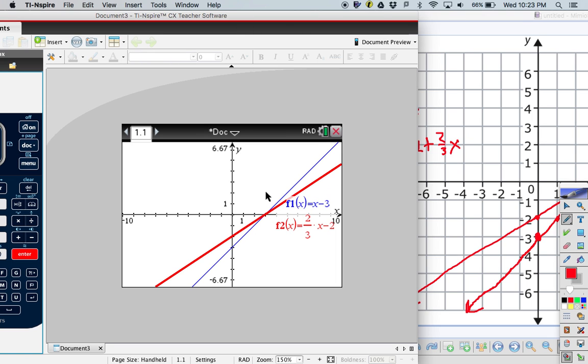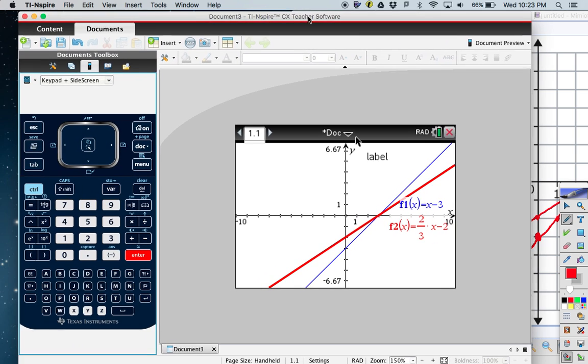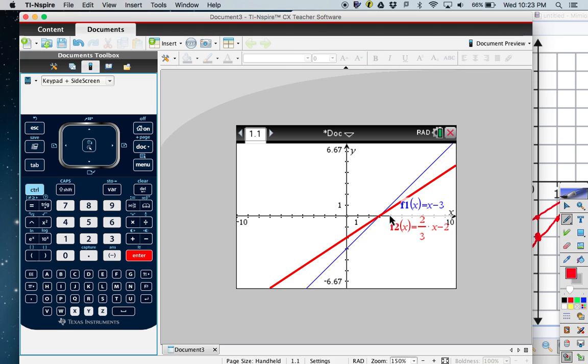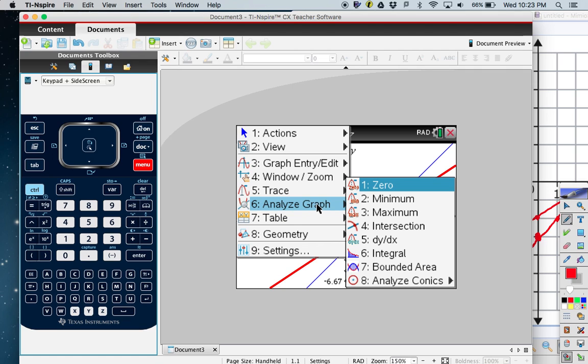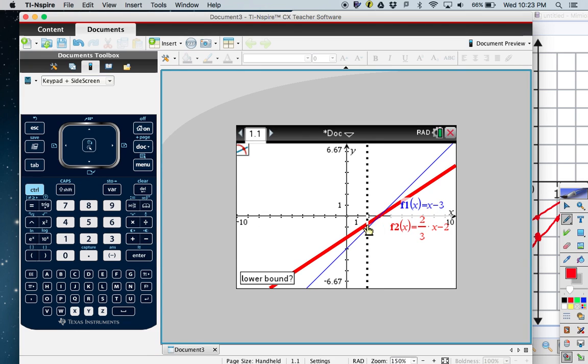And we want to know what this intersection point here is. You can already see what it is, but I want to show you, if it's not a nice, neat point, how you can let the calculator do it. So you go under, I believe it's menu, and you want to analyze the graph. Anytime you're looking for a point, it's analyze a graph, and in this case we're looking for the intersection, which is number 4.